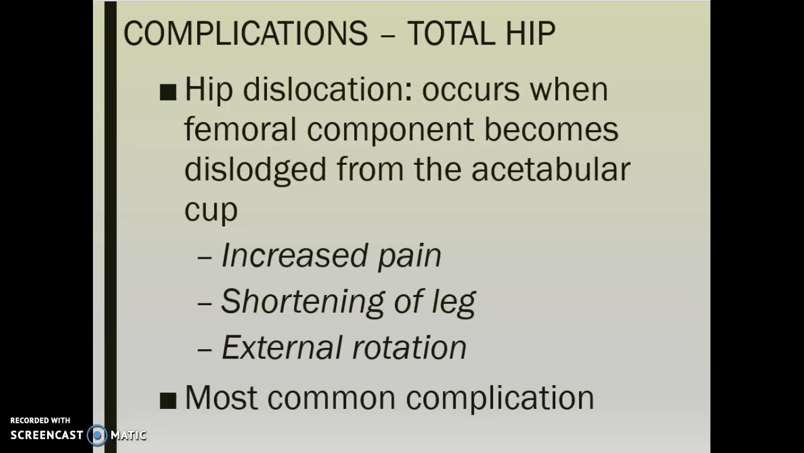When there are complications after a total hip replacement, a lot of different things can happen. If there's increased pain, the leg will shorten. If there is a dislodgement of the acetabular cup, which is where the ball and socket meet, you'll see increased pain, shortening of the leg, external rotation, and it's the most common complication. And this is where our best nursing judgment comes in.